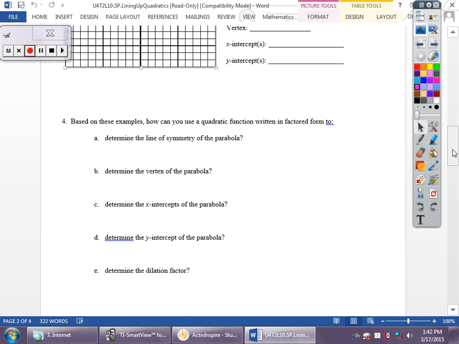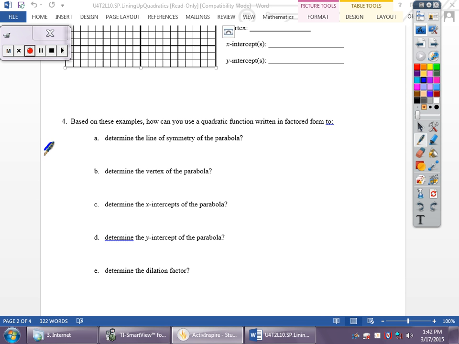Okay, determine the line of symmetry. There's a couple different ways. First of all, the line of symmetry is where it splits the graph in two. If, however, I did not take the time to graph it, there's actually a mathematical way from the factored form that I can calculate the line of symmetry.